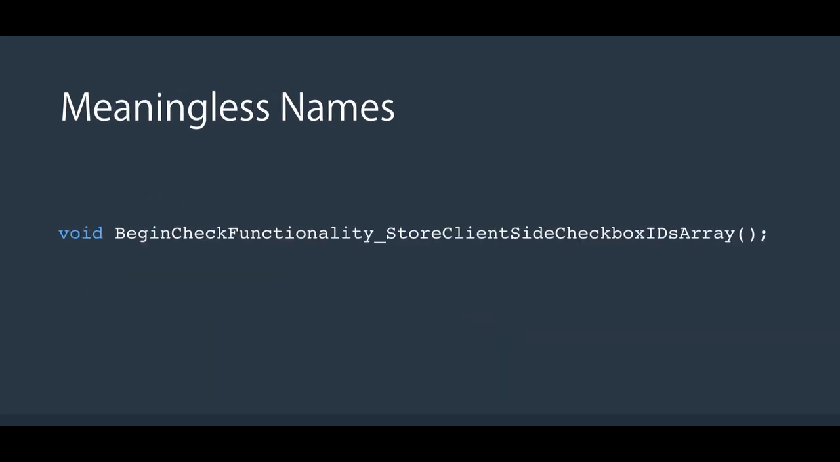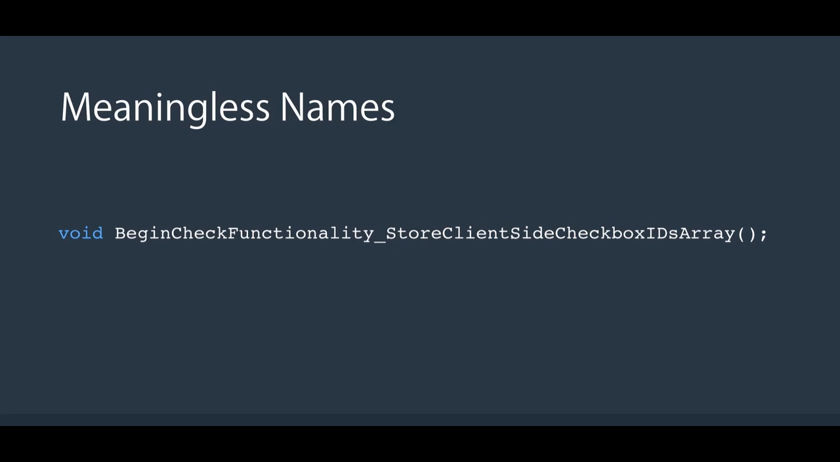Another category of poor names is meaningless names. Look at this method. What does begin check functionality underscore store client-side checkbox IDs array mean? I really can't tell. I have to look at the implementation of this method. And typically, a method named like that is more than 100 lines of code in my experience. And often, that's the reason that the method has a meaningless name.